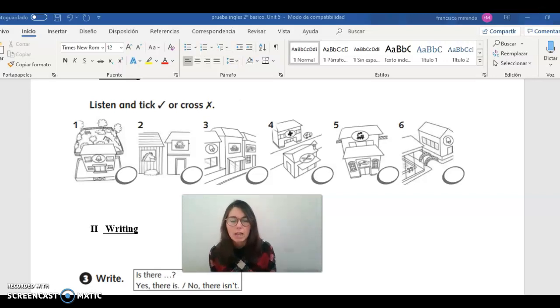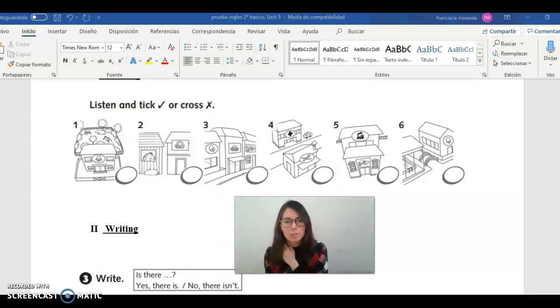Number 3. There is a shop between a bank and a school. Is that correct? If it's correct, you tick it. If it's not correct, you cross. Again, number 3. There is a shop between a bank and a school. Great. Let's move on.